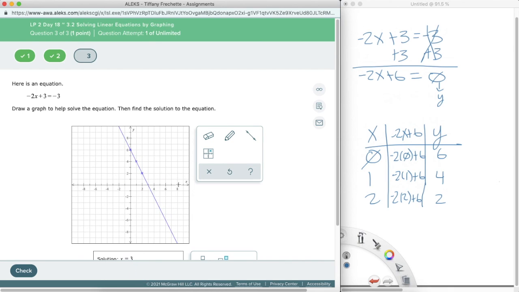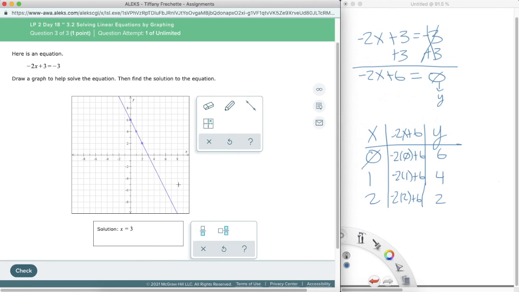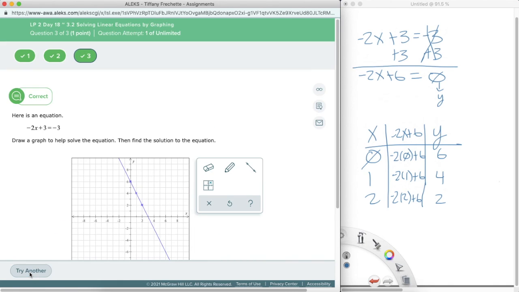So that's not always going to happen, but for whatever reason, they kind of give us very similar examples here, or very similar problems. All right, so that was section 2, and I will see you in section 3.